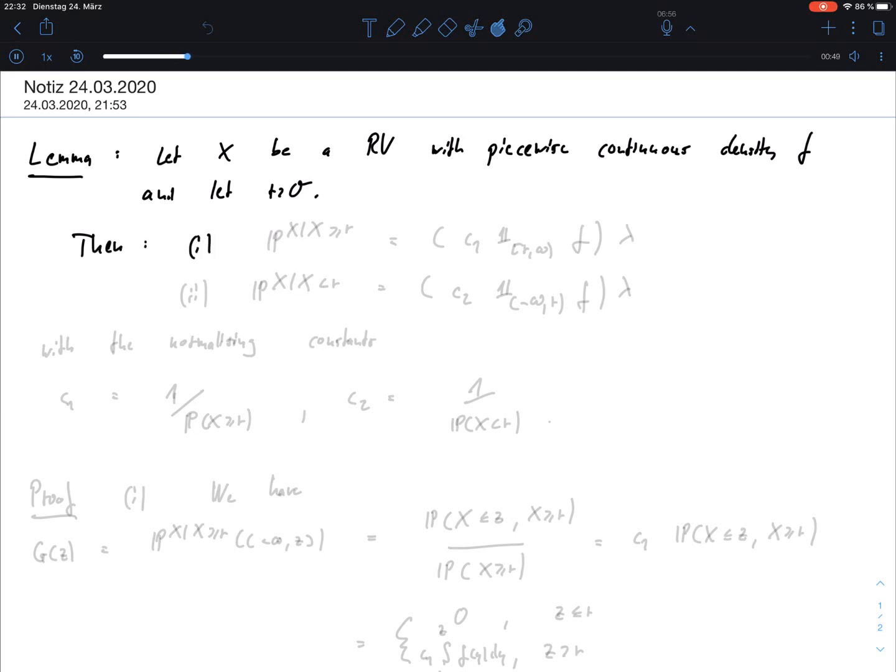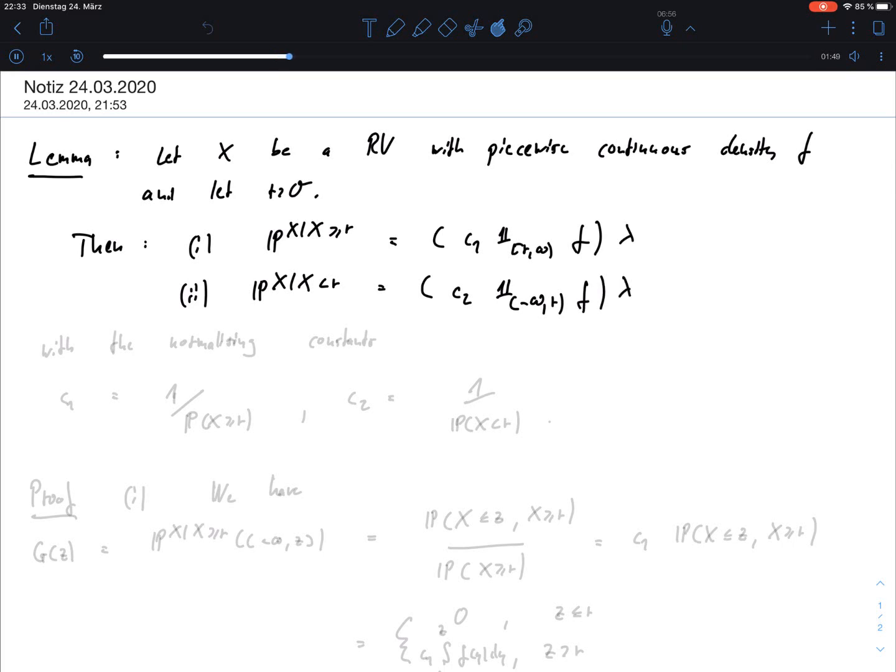And then we have the following. The conditional distribution of x under the condition x greater or equal than r has a Lebesgue density, and the Lebesgue density is given by a constant c1, the normalizing constant, times the indicator function from r to infinity times the original Lebesgue density. And for the opposite condition we have the same statement. So we have again a Lebesgue density, a different normalization constant, and of course the indicator function now for the complement set. So it's an indicator function from minus infinity to r times the original Lebesgue density.